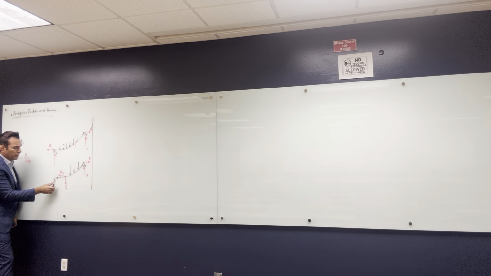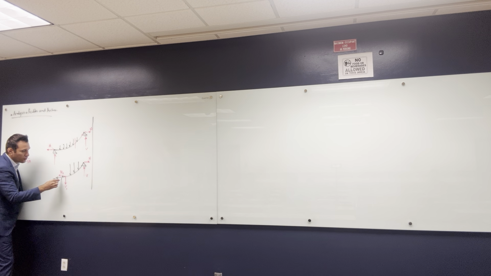How about V1? I can get V1 if I know the tension in the cable, like if I know T1. But to know this, I need to know the angle here. I need to know the slope of the cable at this location.